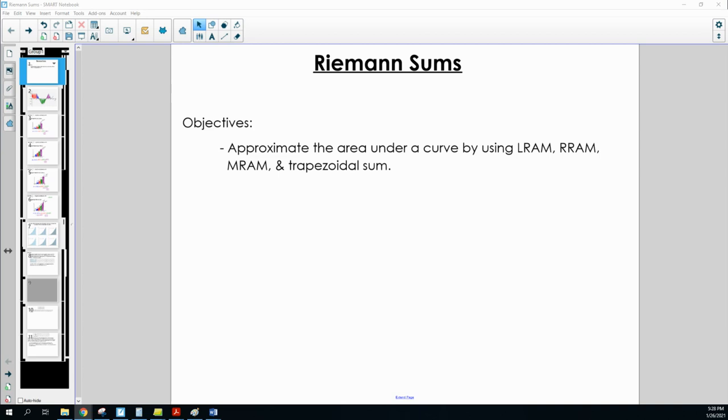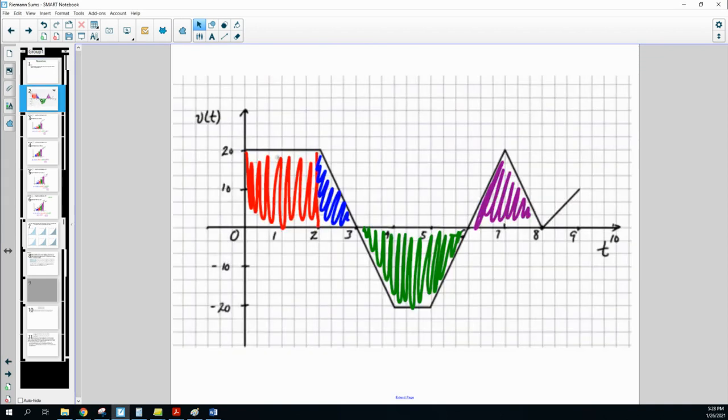In this lesson, we're going to look at how we can find the area under a curve by using Riemann sums. We touched on this a little bit in a previous video, so this is more going to be a recap and then a couple of extra pieces.